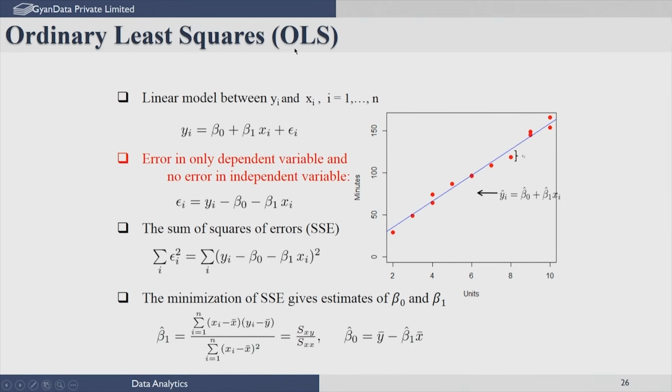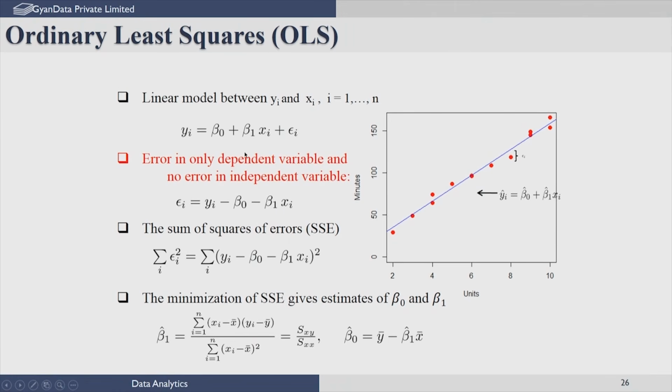If on the other hand, you believe both x and y contain significant error, then perhaps you should consider other methods called total least squares or principal component regression that we will talk about later. If possible, not in this lecture, but if we have the time we will do it later.